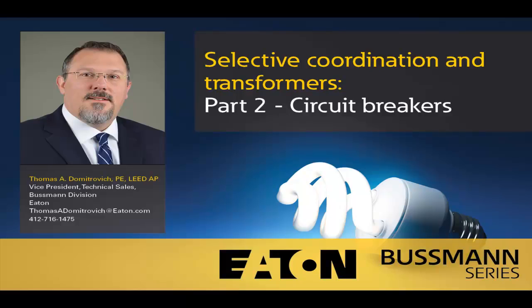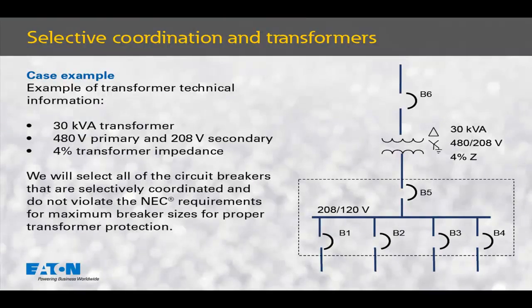This session will focus on selectively coordinating circuit breakers around a transformer. The example that we'll use is a 30 kVA transformer with a 480 volt line-to-line primary voltage and a 208 volt line-to-line secondary voltage. We will select all of the circuit breakers that you see here to properly protect this 30 kVA transformer and achieve a selectively coordinated system.